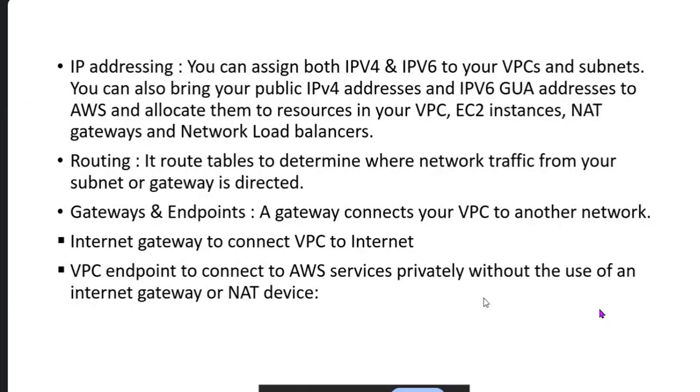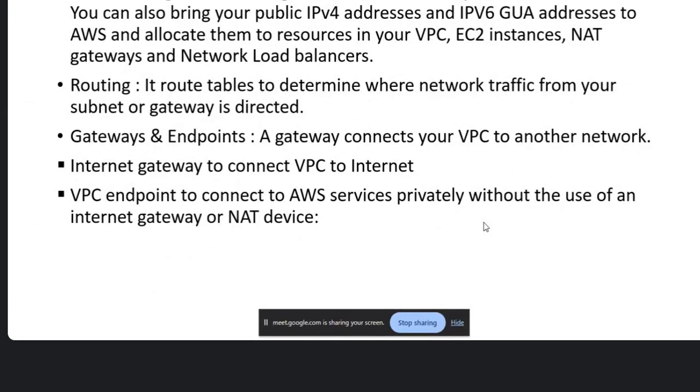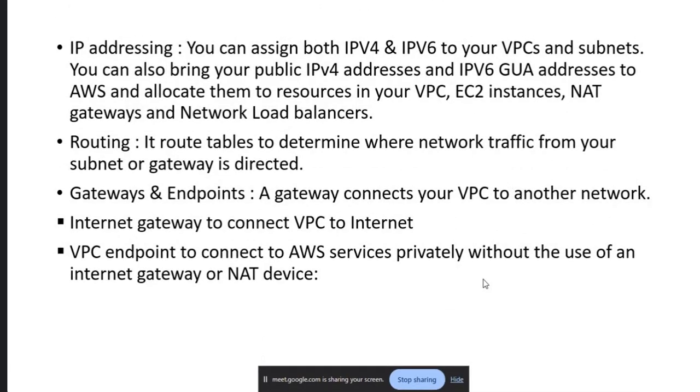Okay, routing. Route tables determine where the network traffic from your subnet or gateway is directed. Then we have gateways and endpoints. A gateway connects your VPC to other networks. An internet gateway connects the VPC to the internet, and a VPC endpoint connects to AWS services privately without the use of an internet gateway or a NAT device.